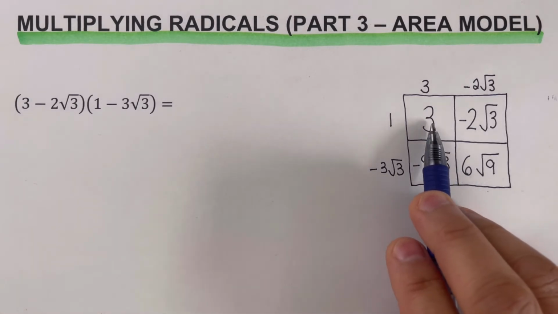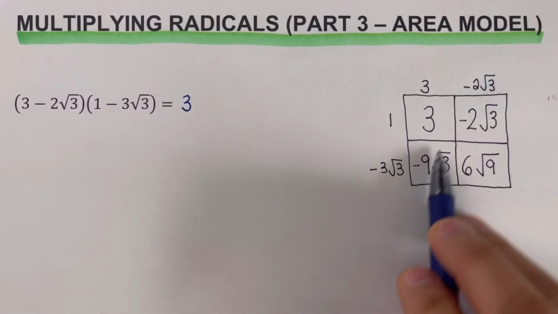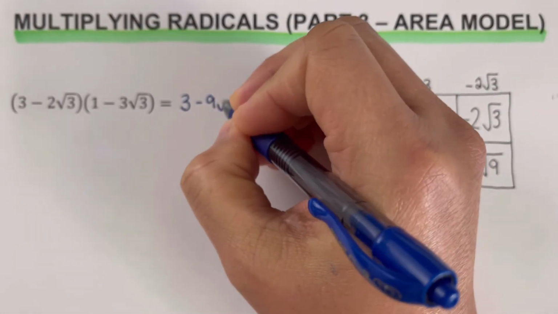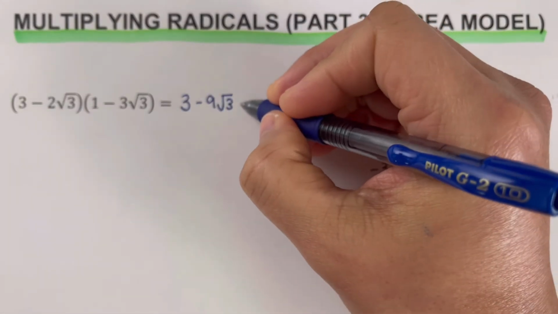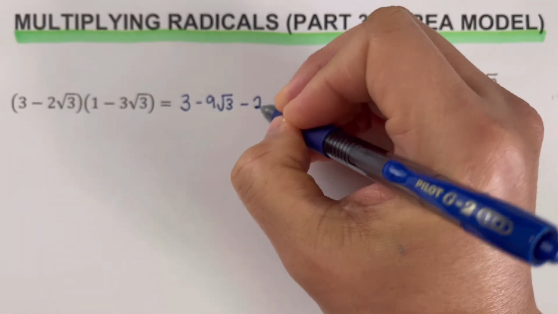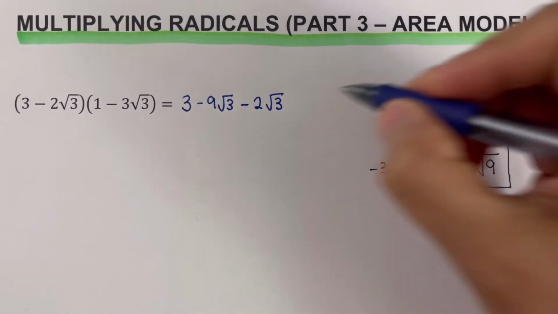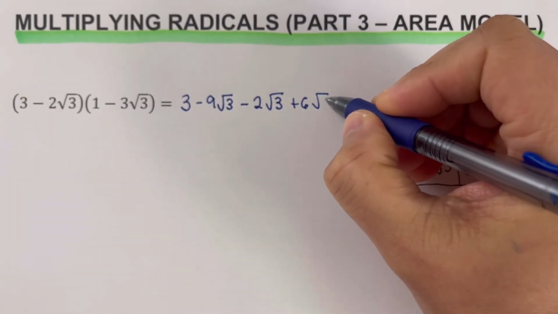So we start with 3. So I'm going to put that in here. So 3. And then we just copy all of these. So that would be minus 9 square root of 3. This is for this. And then we have a minus 2 square root of 3. And then we have a plus 6 square root of 9.